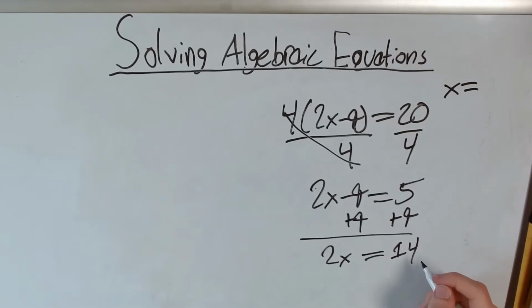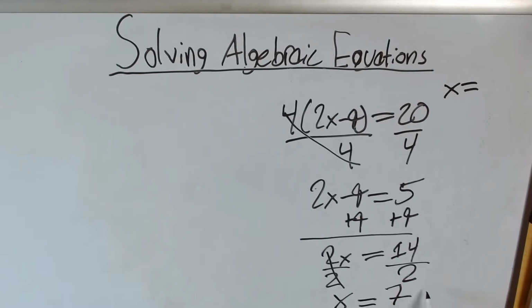Now last step, we got to divide by 2 to just get x by itself. I do it on both sides too. So we end up getting x equals 7. And that is our final answer.